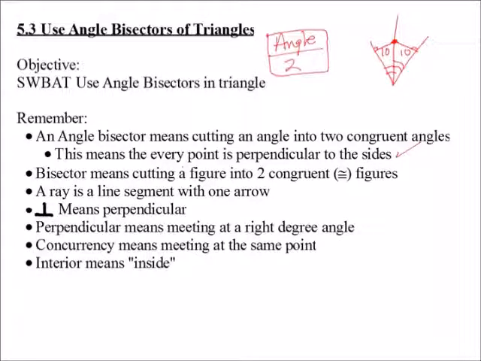Let's see, we know this already. So remember, a ray is a line segment with 1 arrow. Upside down T means perpendicular or 90 degrees. You guys know that already. Concurrency means meeting at the same point. So if I had this and I had this meeting here and I had this right here, concurrency means that we're meeting at the same point. And just so you know, interior means inside. Next card.